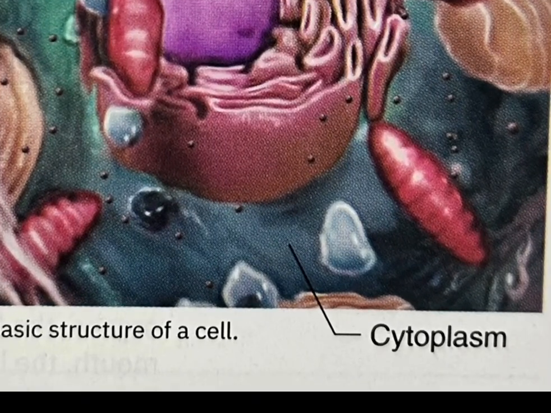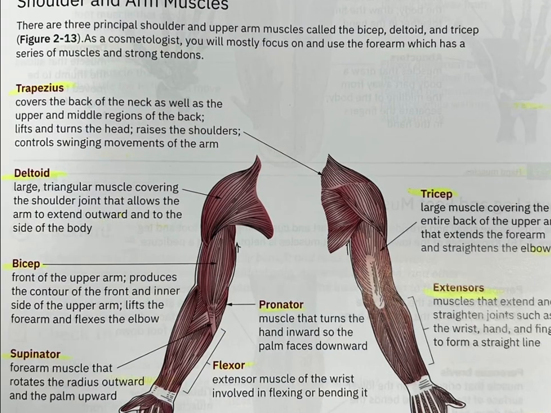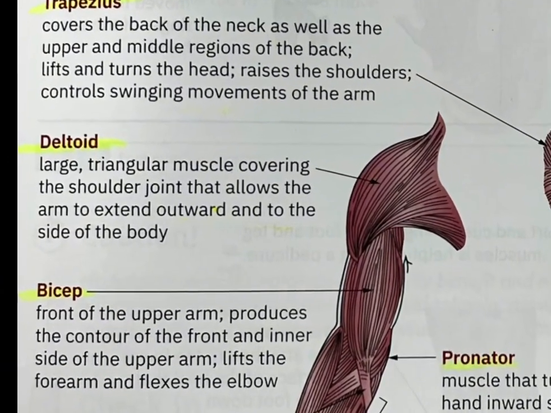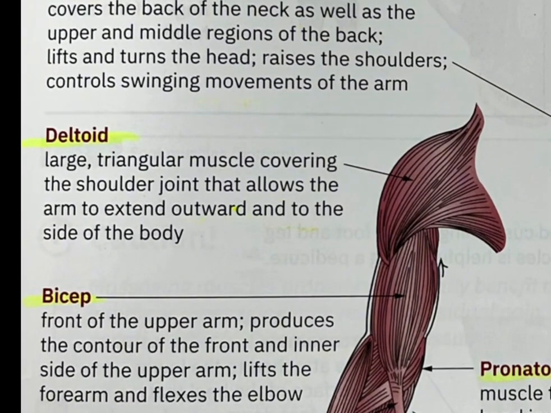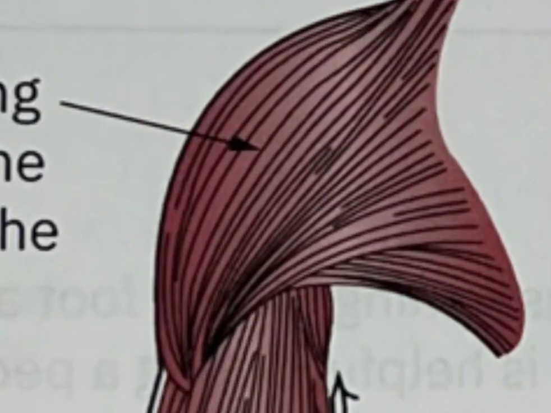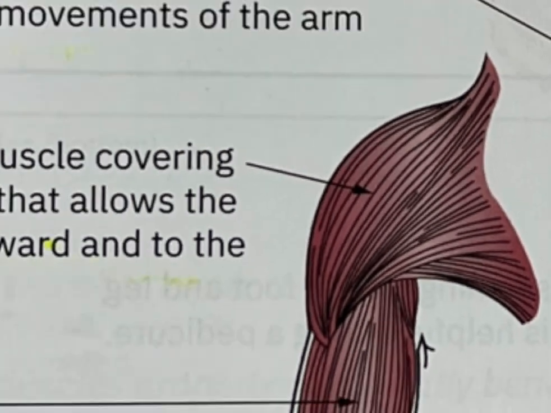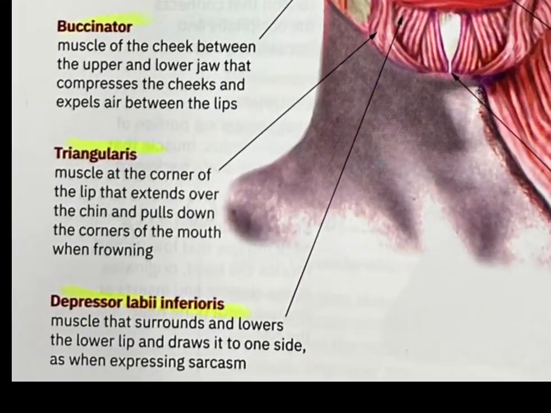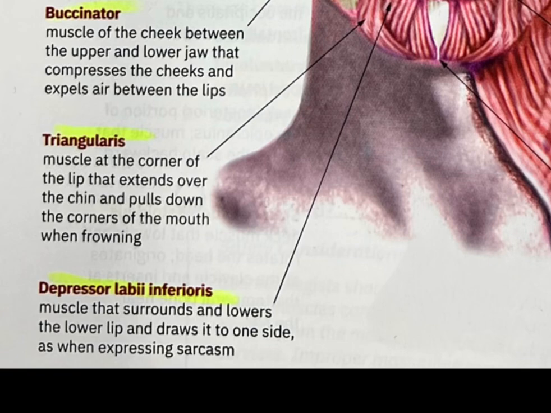Cytoplasm, watery fluid that surrounds the nucleus, provides structure for cell parts to move within the cell membrane. Enzymes in the cytoplasm help digest and break down other molecules for food. Deltoid, large triangular muscle covering the shoulder joint that allows the arm to extend outward and to the side of the body.